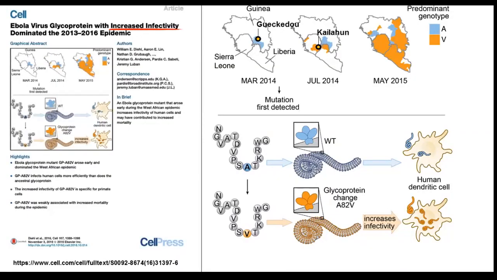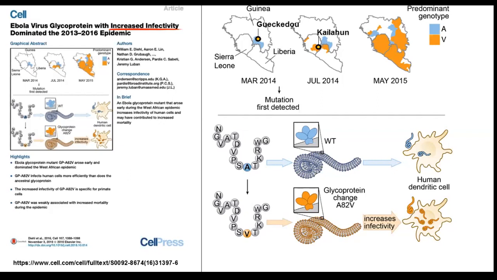This is an outbreak that occurred between 2013 and 2016 in various parts of West Africa, like Sierra Leone, Liberia, and many others. So the outbreak was very infective, so the virus itself became more infective because some changes occurred in the glycoproteins on the surface of the virus.